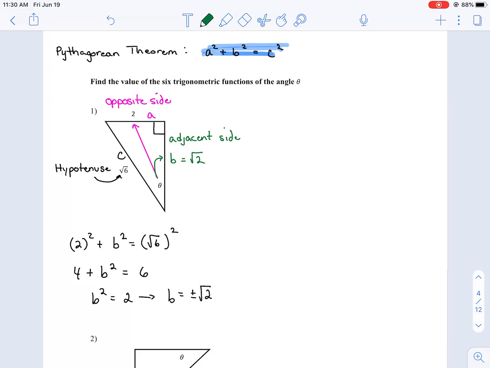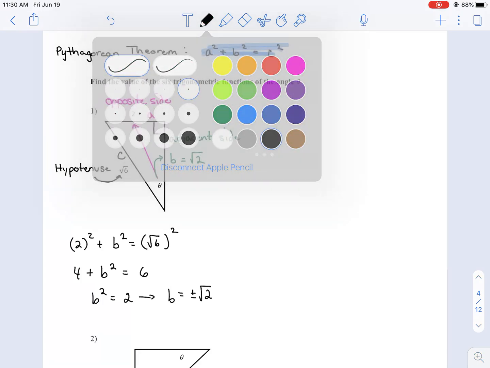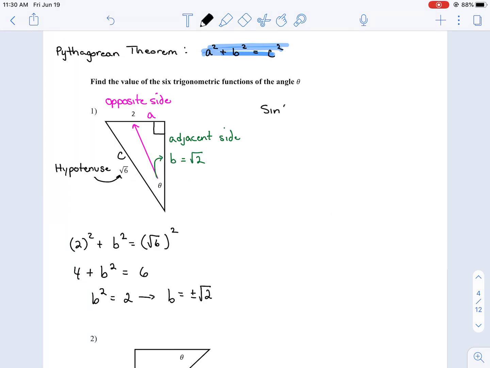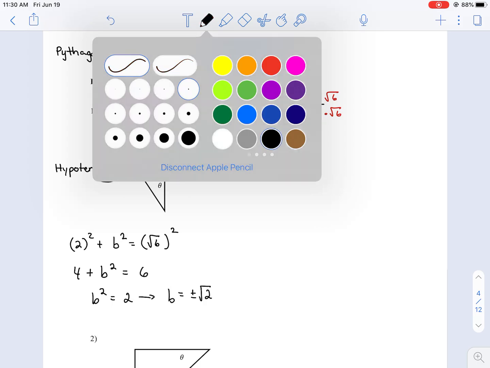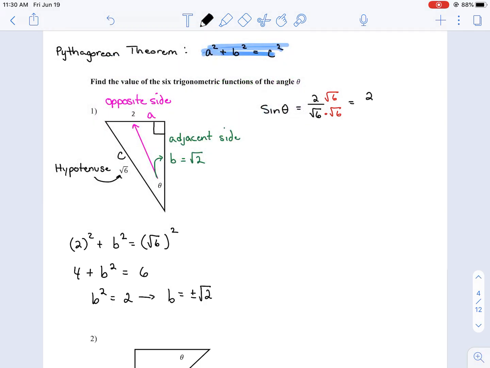Now we can find all 6 trigonometric functions, starting with sine of theta. Sine of theta is the opposite side divided by the hypotenuse. So that will be 2 divided by the square root of 6. And it is a common practice to rationalize the denominators. So we're going to multiply both the numerator and the denominator by the square root of 6. So the sine of theta is 1/3 square root of 6.